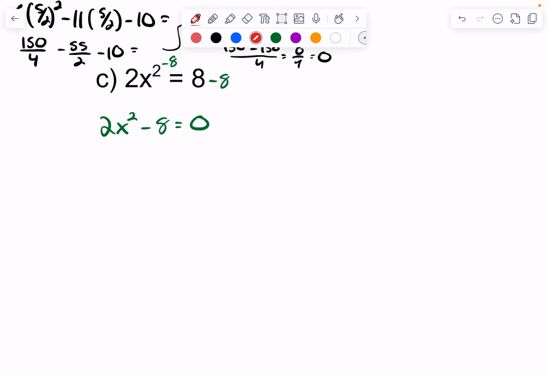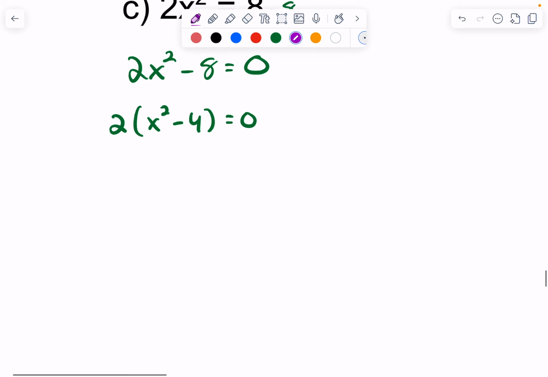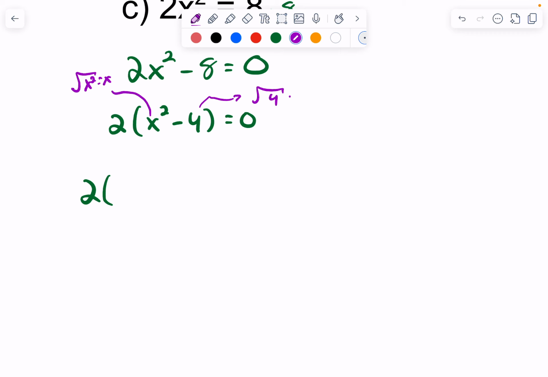But if you recall, the first step is take out your GCF. So our GCF, our greatest common factor here, is 2. If we take out a 2, this becomes x squared minus 4 equals 0. And now this is a difference of squares, because you can take the square root of x squared, which is x, and the square root of 4 is 2.